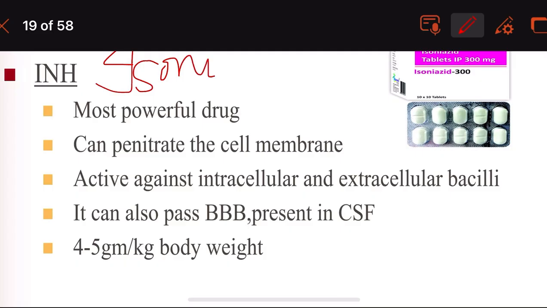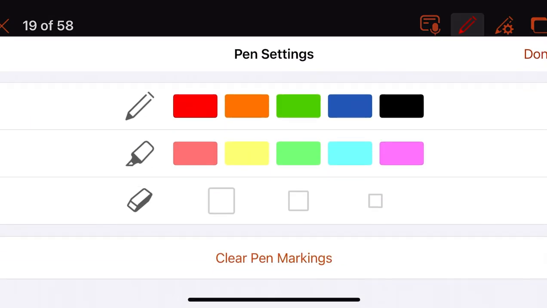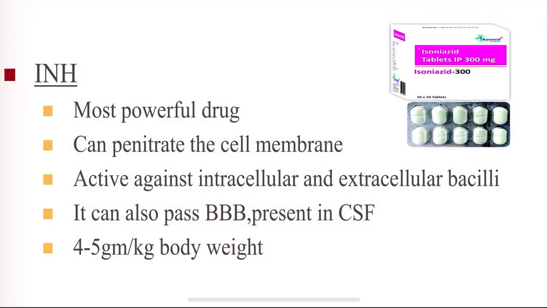Isonicotinic acid hydrazide. Isonicotinic acid hydrazide is the most powerful drug in the treatment of TB.